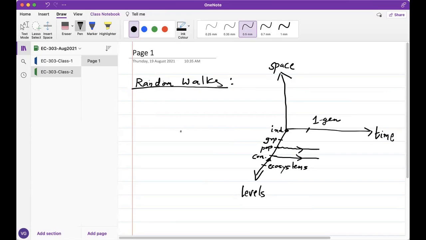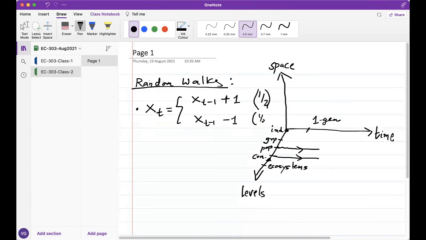With that broad description, we defined the random walk. The location of an animal at time t is given by the previous location plus 1 unit with probability half, or minus 1 with probability half. For the sake of simplicity, we studied the one-dimensional random walk, but the assignment has two-dimensional generalizations as well.